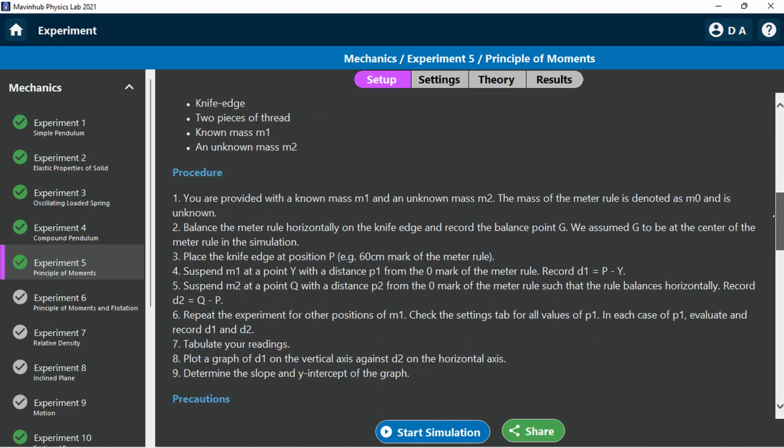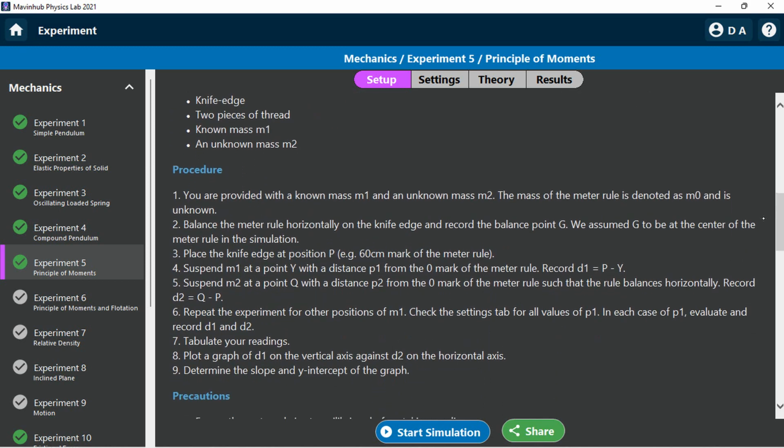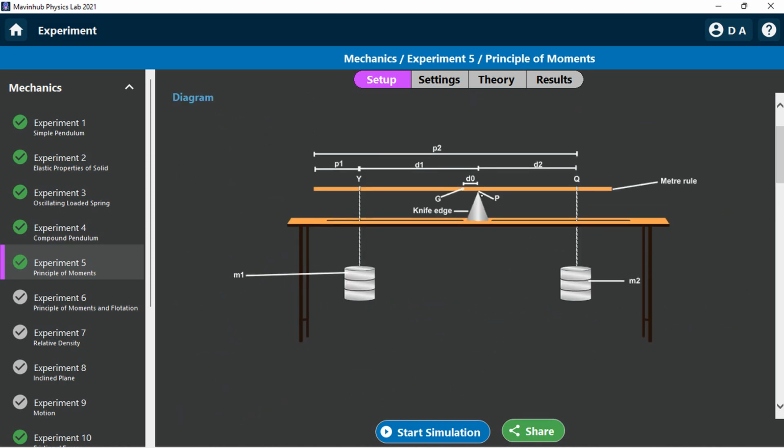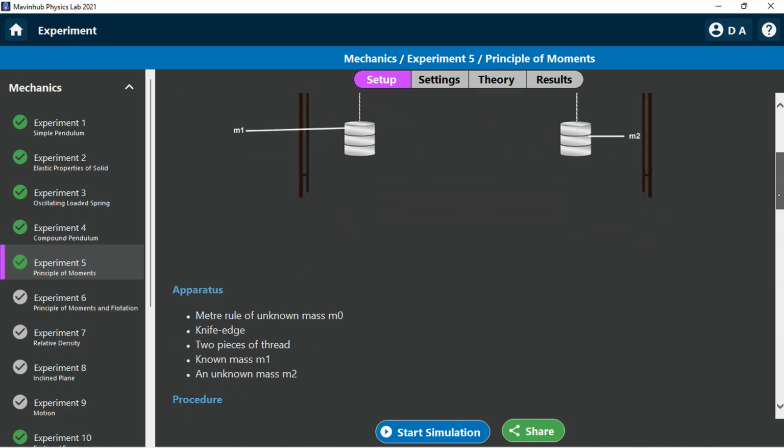But in this experiment, you're expected to actually verify where the center of mass is. Then you note that point. Then you place the knife edge at position P. P could be 60 centimeters or thereabout. What I mean by that is if this G happens to be at 50 centimeters, the knife edge will be displaced slightly from the center of mass, which could be 60 centimeters. If this is point 0, the starting point of the meter rule, then this is the ending point, which has a mark of 100 centimeters.